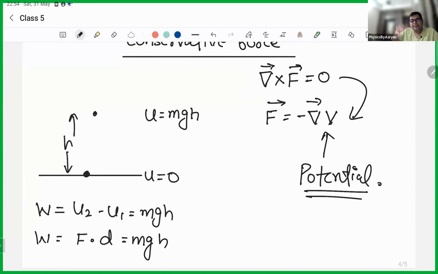Potential is not a new thing. Potential is another way of doing things. So rather than dealing with the force, which is a vector thing, you can deal with the potential, which is scalar. And obviously working with scalar is easy. So you can write your force in terms of potential only if your force is conservative. If your force is not conservative, then you cannot do it.